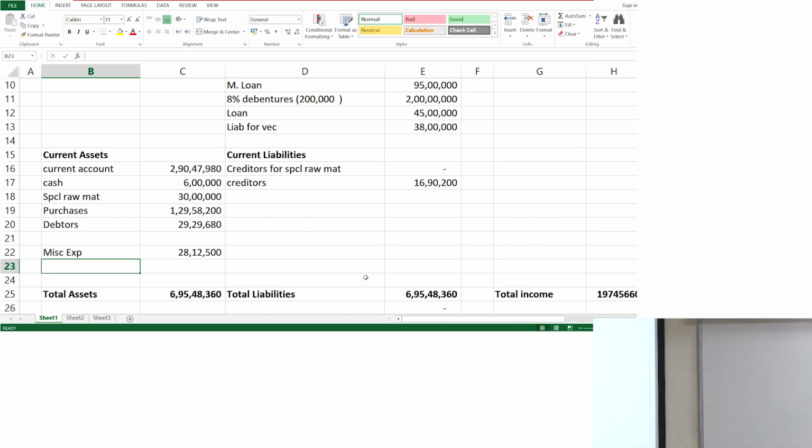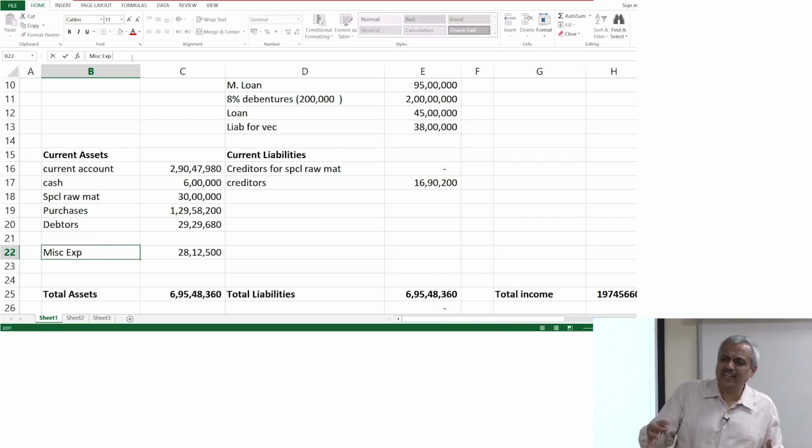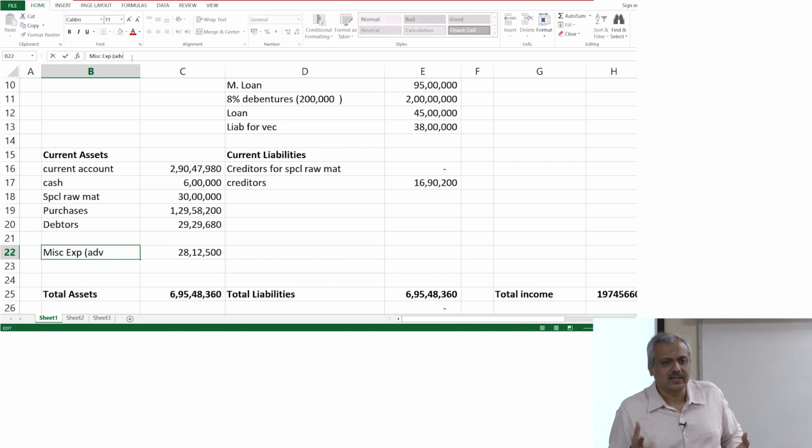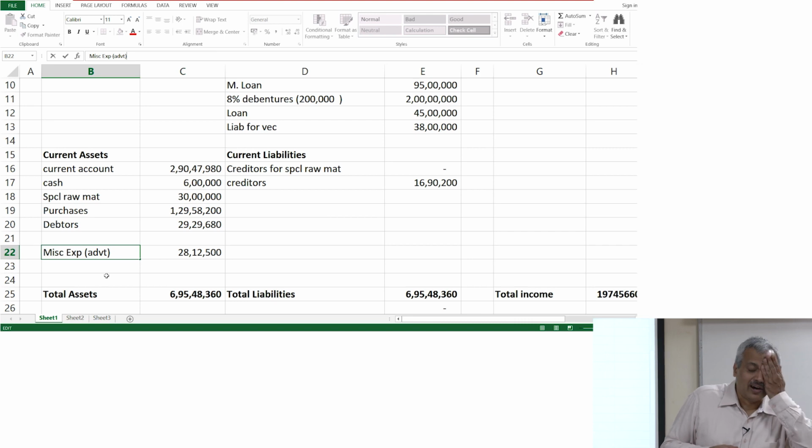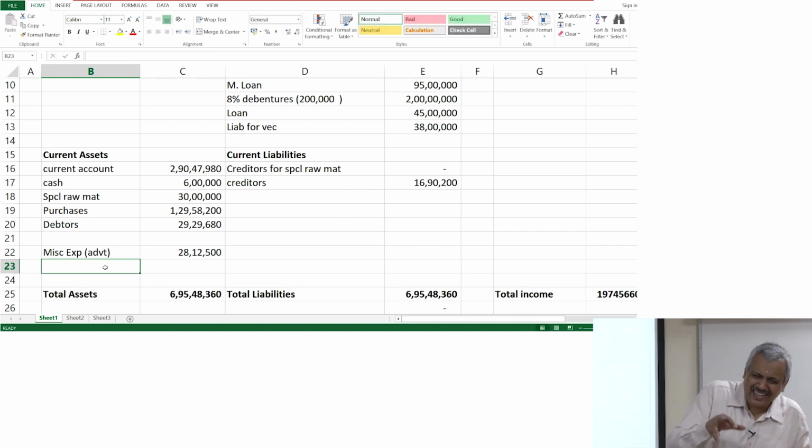In bracket you put advertisement. It will all come in here under the head called miscellaneous expenditures and losses. We usually use the word unamortized amount. Miscellaneous expenditure and losses, we use unamortized, that is, not amortized still.